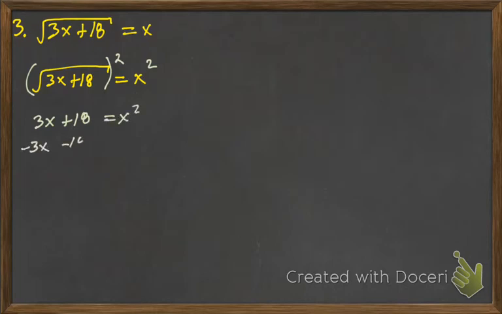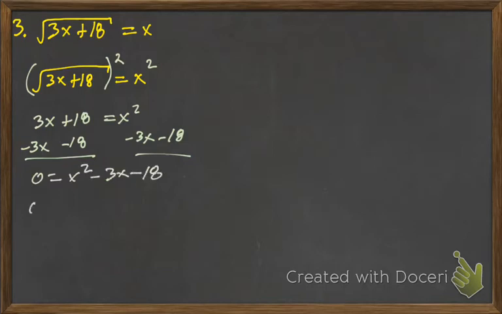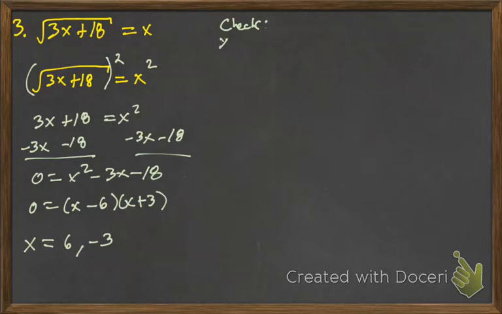How we solve a quadratic is setting it equal to 0 and crossing our fingers that it factors. So 0 is equal to x squared minus 3x minus 18. And that's going to factor into x minus 6 and x plus 3. And so we will get x is equal to 6 or negative 3. Then we'll check those answers.